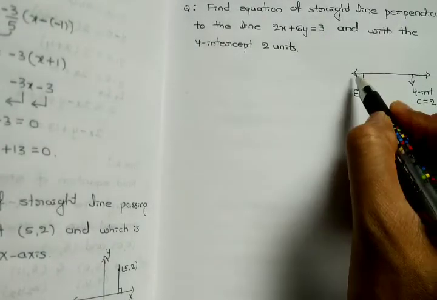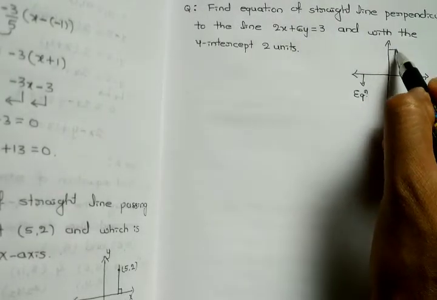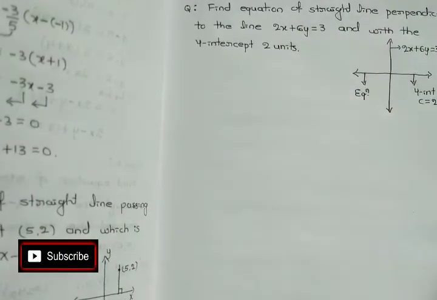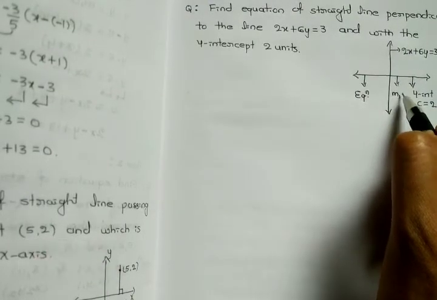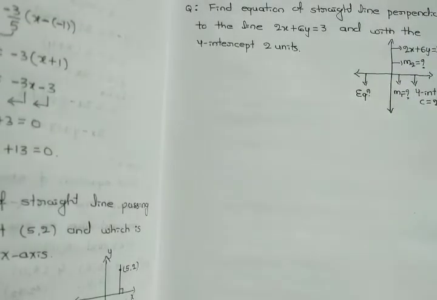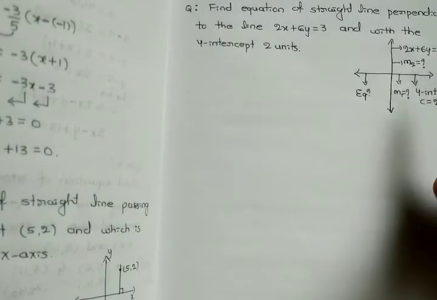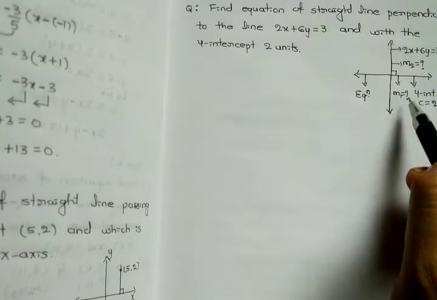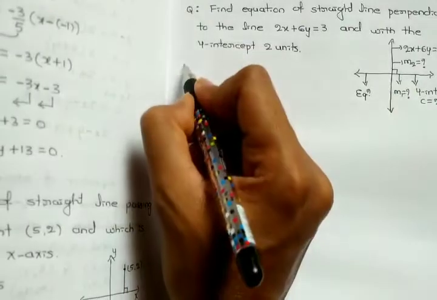Okay, so again this line is perpendicular to another line, and that other line's equation is already given: 2x plus 6y is equal to 3. Therefore here the first line has slope m1, which is unknown, and the second line has slope m2, which is unknown. So first, what to do? Using the second line, find out the m2 value. Next, using the perpendicular condition, find out the m1 value. Using slope and y-intercept, find out the equation. Therefore, solution.